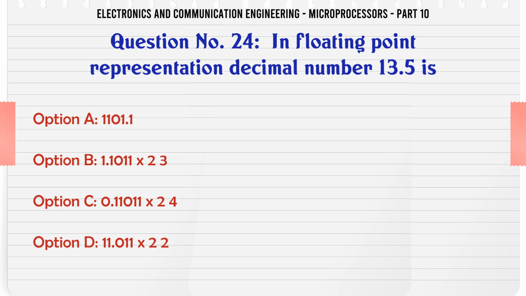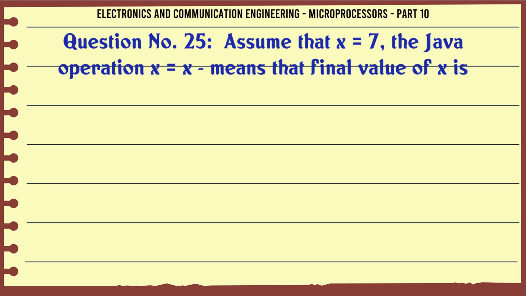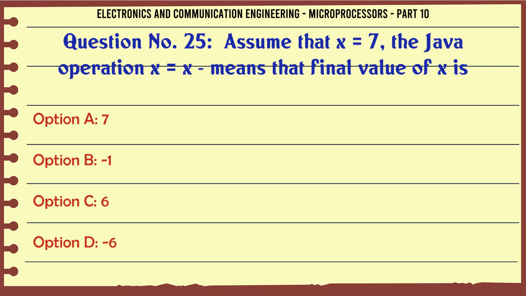1101.1, B. 1.1011x23, C. 0.11011x24, D. 11.011x22. The correct answer is 0.11011x24. Assume that x7, the Java operation xx, means that final value of x is A7, B1, C6, D6.